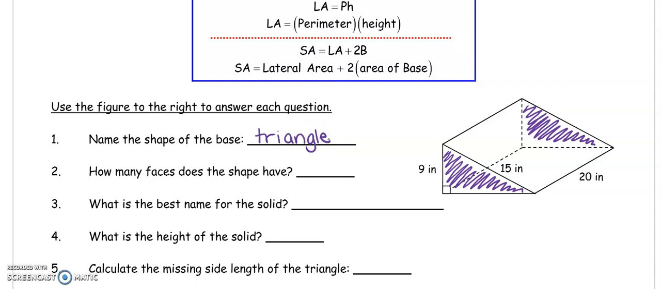Now I want to know how many faces does this shape have. The faces are just the flat surfaces. So we have one in the front, one in the back, that's 2, and then 3, 4, 5 on the bottom. It's got 5 flat surfaces. The best name for this solid, well, first of all, this is a prism. This is called a triangular prism.